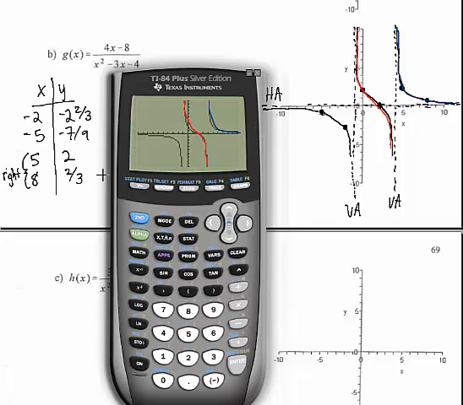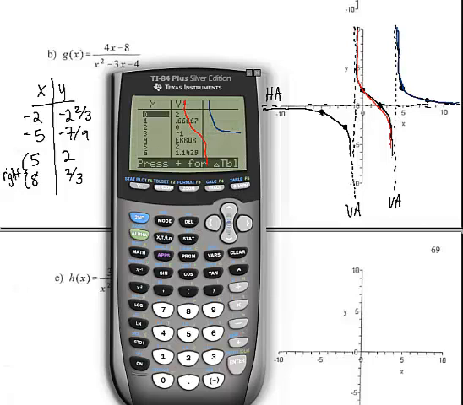But what I want to do is go to my table and see if I've calculated these numbers right. So second table, and I put in, let's see, -2. I'll scroll up my table, -2 and -2.667, which is 2/3. So that was right. What about x equals -5? -7/9, 0.7778. I'm not sure about that one, but it's probably close.